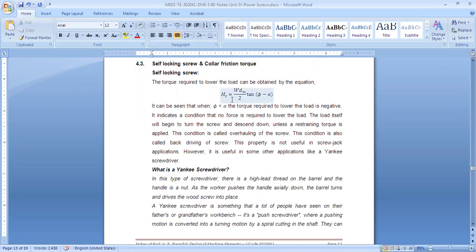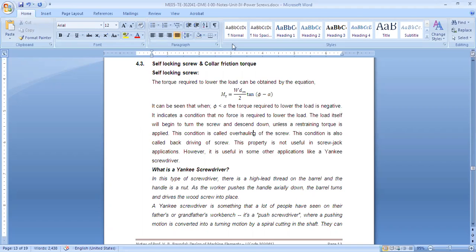Now, if you see the equations for the torque required to raise or lower the load, we have seen that, right? To raise it was W into dm by 2 into tan (phi plus alpha), and to lower the load, it will be W into dm by 2 into tan (phi minus alpha). Now, to raise the load, there was tan (phi plus alpha), right? So that means that torque can never be zero. But if you see closely this equation of lowering the load, the torque required to lower the load, what is on your screen right now.